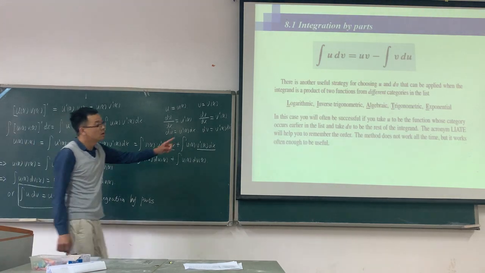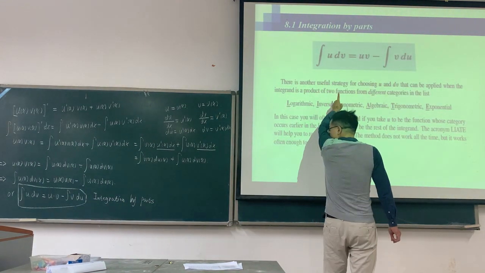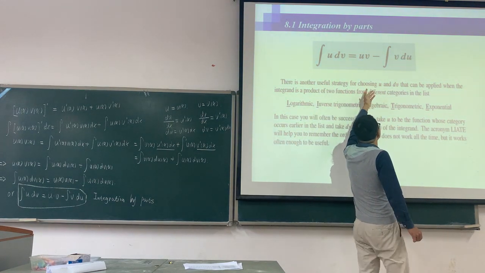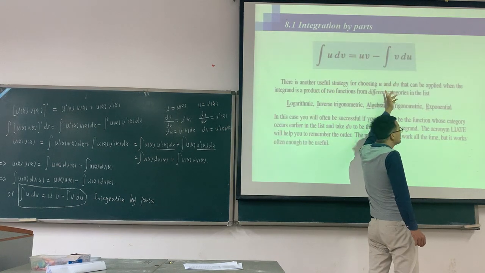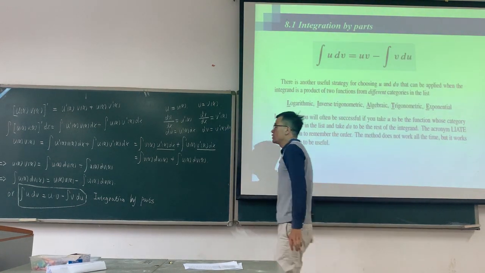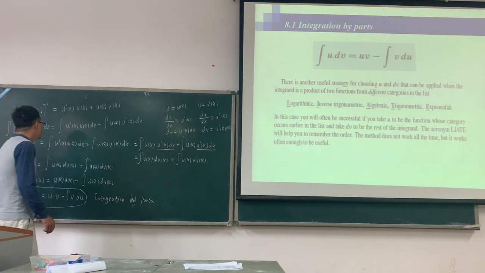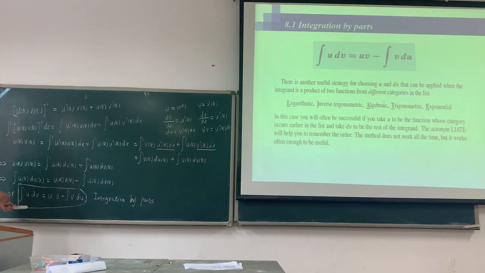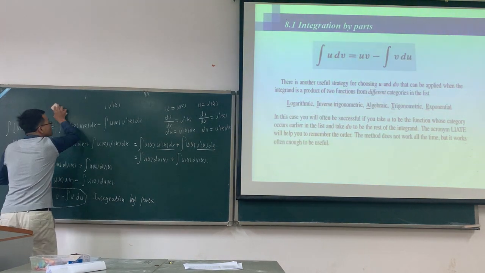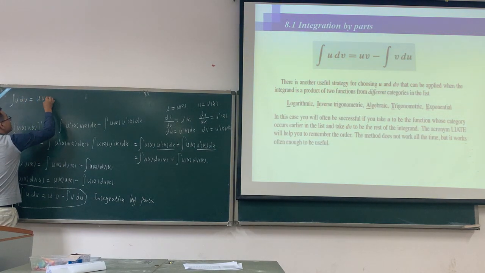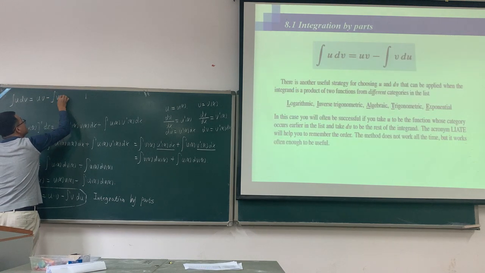Okay. So here, the indefinite integral of u dv equals u times v minus the integral of v du. Okay. So this is integration by parts. So here I write it: u dv equals u times v minus v du.